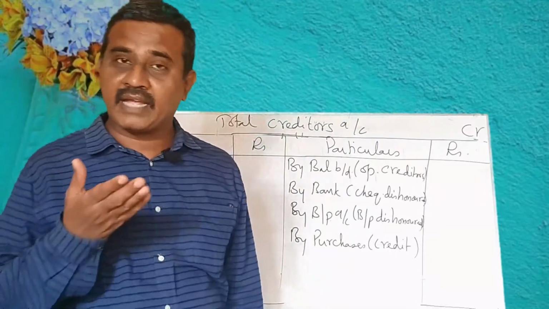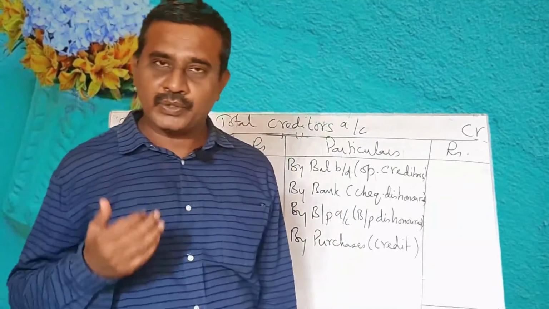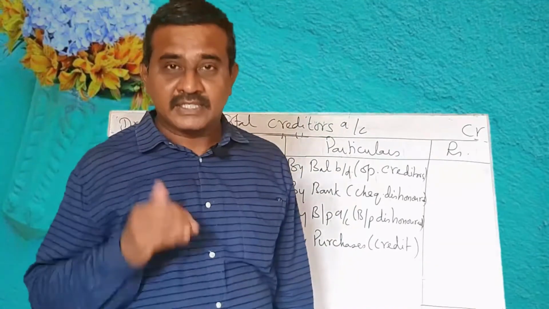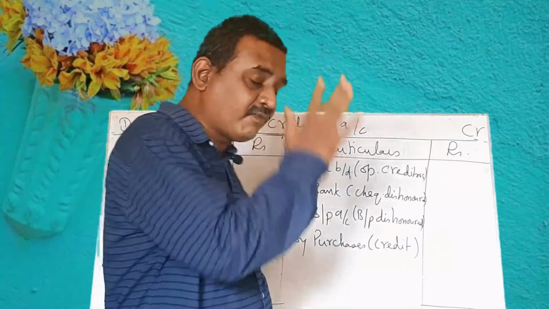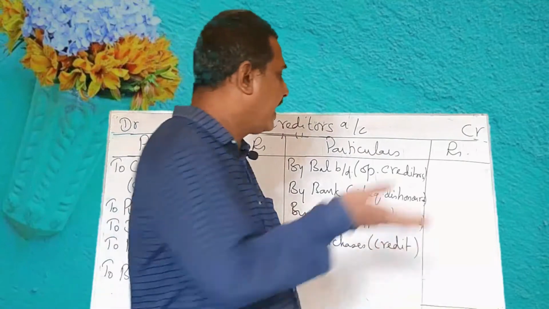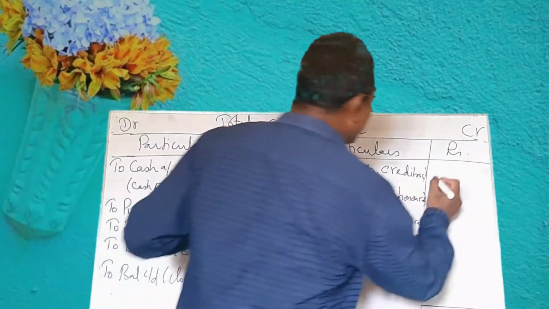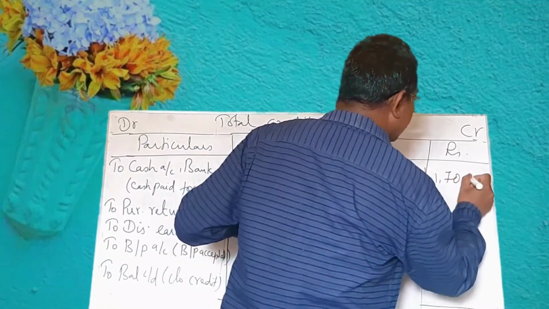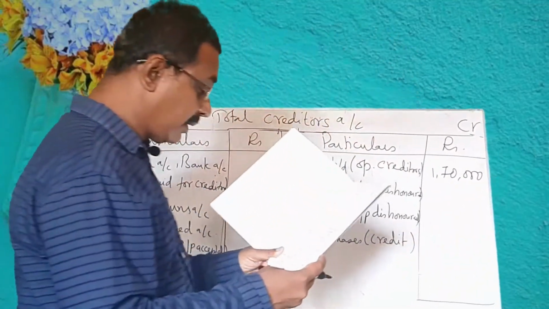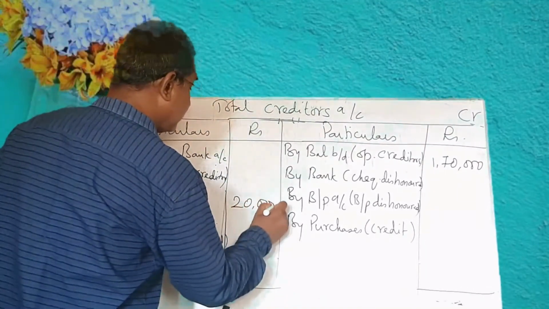In this sum, they have not given any bills payable opening balance or closing balance. So you can directly go to the total creditors account, write the format, and then take the amounts given in the problem and apply them here. First one, opening creditors 1,70,000. Here is opening creditors, and that comes to 1,70,000. And the next one, purchase returns 20,000.